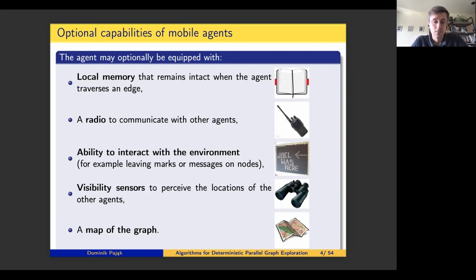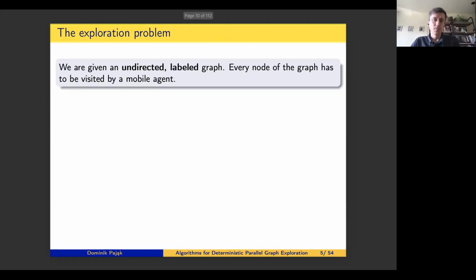Can I ask a question about this local memory? This is the memory of the agent? Yes. Each agent has some memory. Maybe "local" is not the most fortunate word here. It's just memory. Yes, exactly. And the problem that we study is exploration.